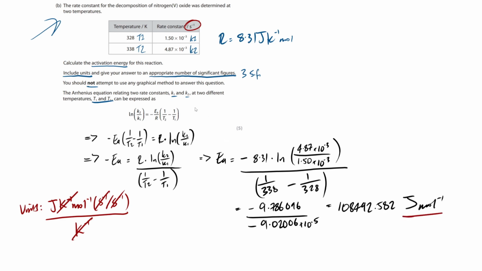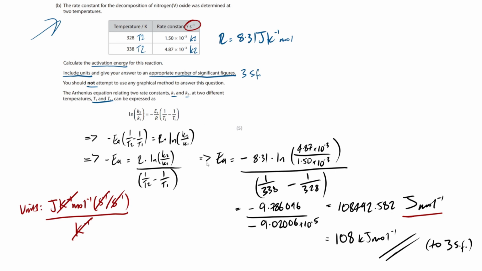Now, if you look back at the question, we have to give our answer to an appropriate number of significant figures. So this isn't really going to work. For energy, when we're quoting answers to 3 sig figs, I always recommend converting this joules per mole into kilojoules per mole, just because then it makes things a lot easier. So if we divide this then by a factor of 1,000, this is going to give us 108 kilojoules per mole if we round it. So that'll be our final answer then. And that's to 3 sig figs.